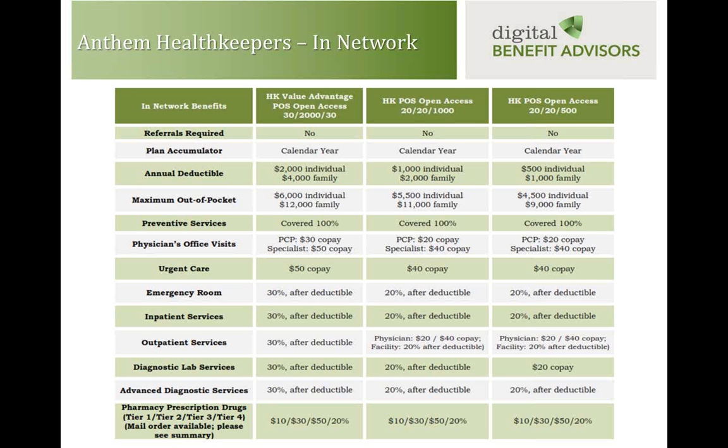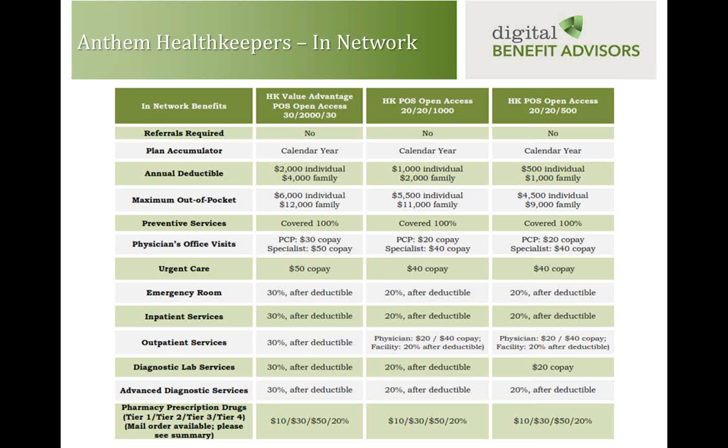So you would meet that $2,000 deductible for those services, depending on what the charges are, and then you'll pay 30% after that. Anthem will pay 70%. Keep in mind that these are up to your maximum out-of-pocket. So the maximum out-of-pocket is the most you're going to pay in the calendar year for your services.